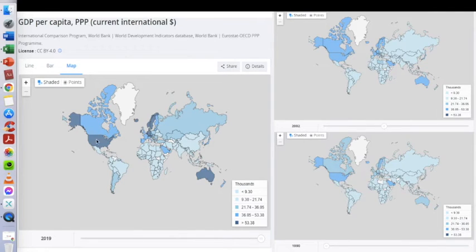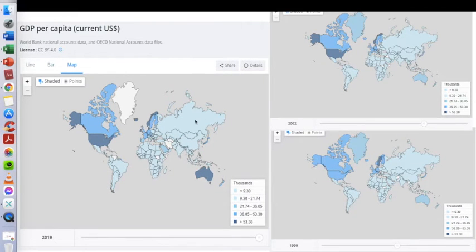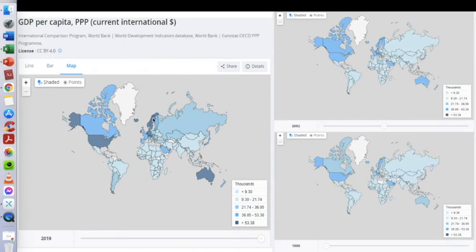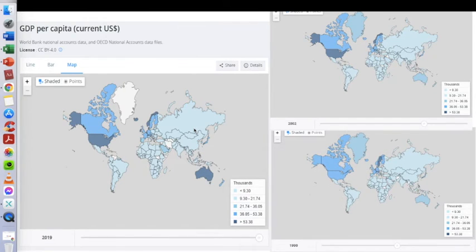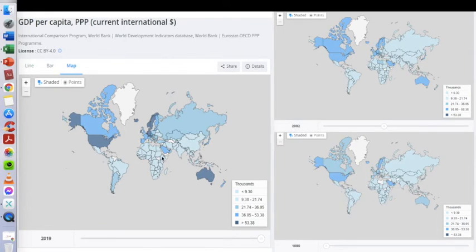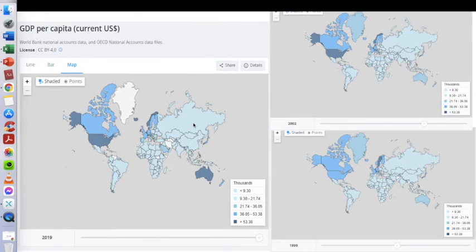We see some blue, dark blue, dark blue, dark blue, and I think Russia is darker. Yep, Russia is darker given PPP. Parts of Scandinavia are darker. Argentina, Chile are darker. Saudi Arabia is darker. Parts of Europe are darker.